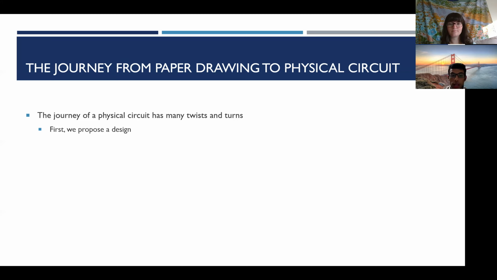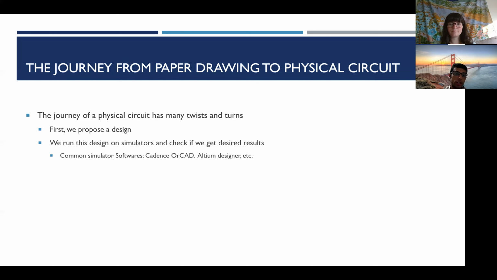So what you do is you use simulation software. A few common ones are Cadence OrCAD and Altium Designer. There are many out there, but these are just a couple of the most common ones. So we draw the same design in these softwares and we run simulations. If we are getting expected results, we move on. If we don't get expected results, we keep changing things and make the circuit have more desirable properties based on what you want the circuit to achieve.